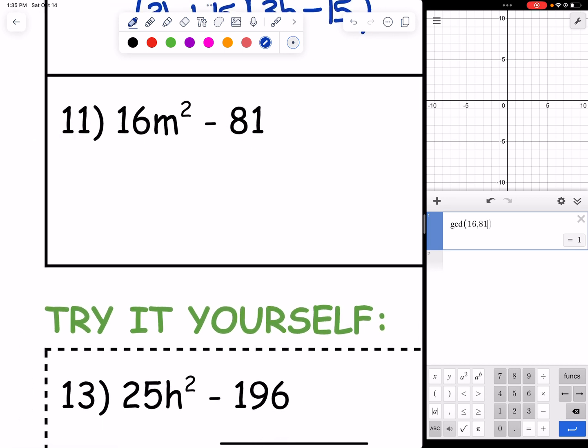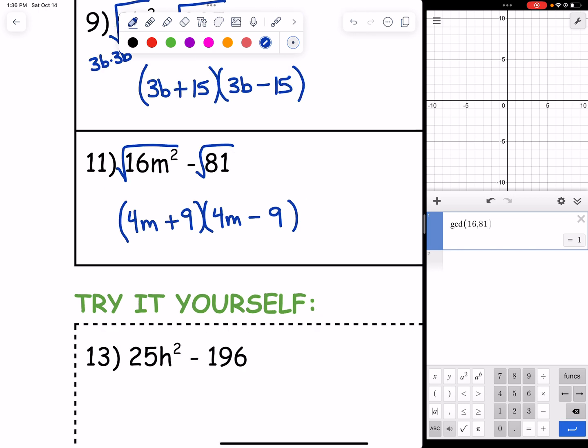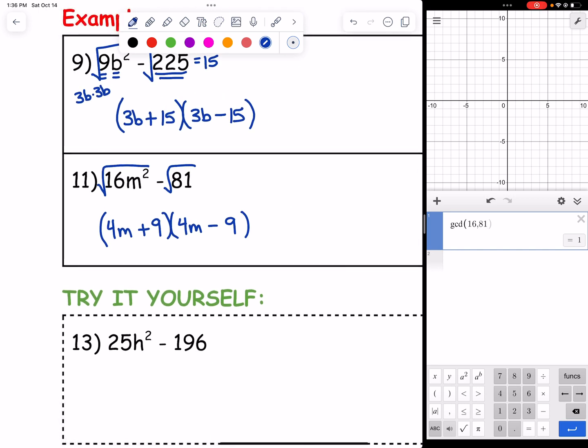So no, they don't have anything we could take out, but we could just take their square roots again. So let's take the square root of 16, the square root of m squared. So that'll be 4 for the square root of 16, and m for the square root of m squared. And then the square root of 81 is 9. So then we need a plus and a minus. And that would be it for number 11.